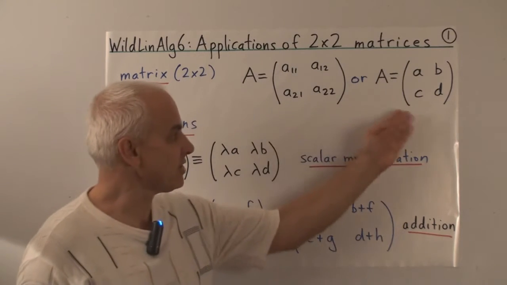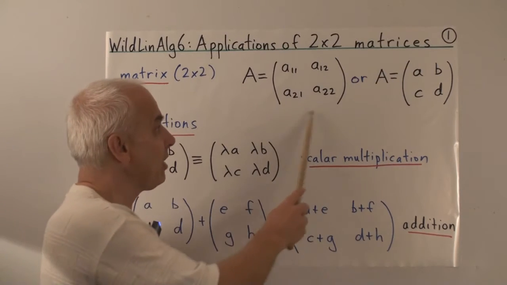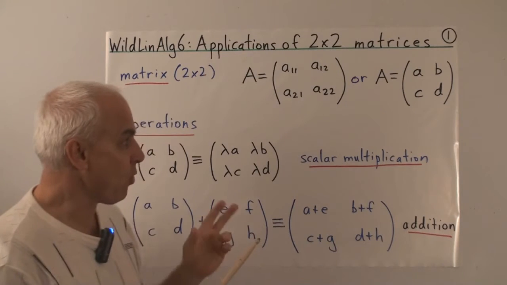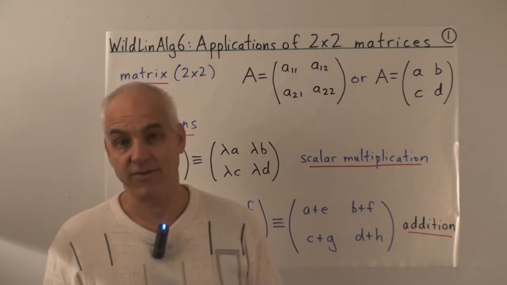Both have advantages and disadvantages. If we have a lot of different matrices, then it's probably better to use this kind of notation because it keeps things straight. If there's only one or two matrices involved, then this kind of notation is perhaps preferable because it's just simpler.